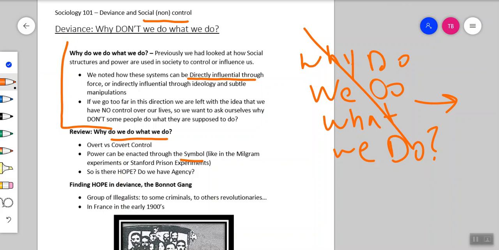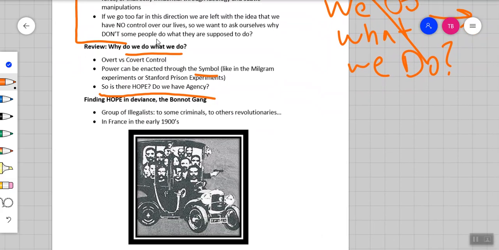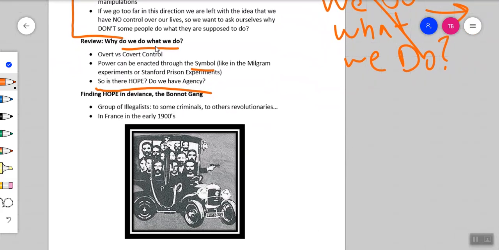So the questions we had at the end of all that is, are we free? Is there hope? Do we have agency? A big question we are left with then is, how free are we to make our own decisions? So we're going to explore that a little bit more deeply by looking at people that don't do what they're supposed to do. Why are people deviating from norms? In society and in sociology, if we're looking at the power of social structures, what causes that power to be transgressed, or causes people not to follow what they're supposed to?